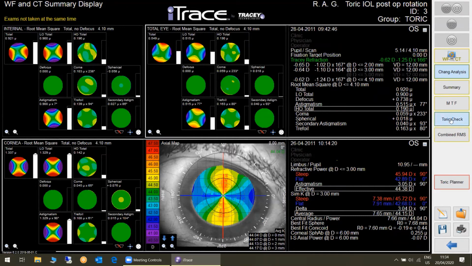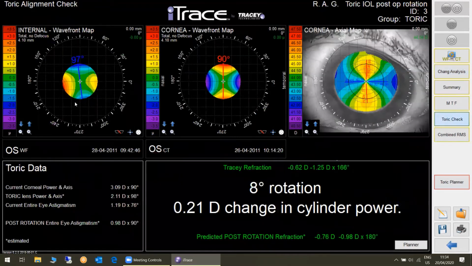If I click on it, you see this is where the lens is sitting right now. And this is where it should be. This is the reflection before. This is what you need to do. And this is the improvement. 0.2 diopters. It's not worth your while.